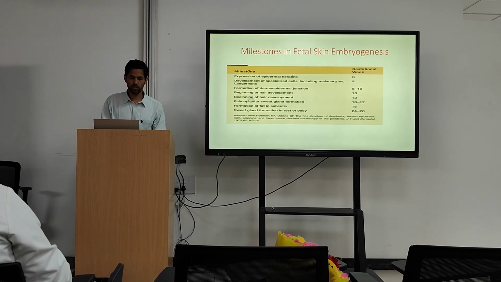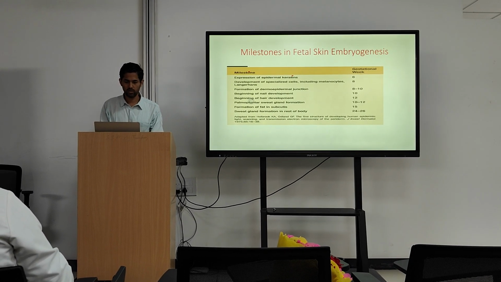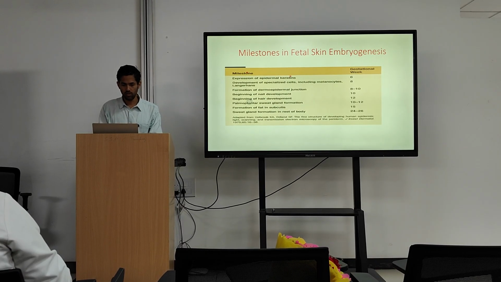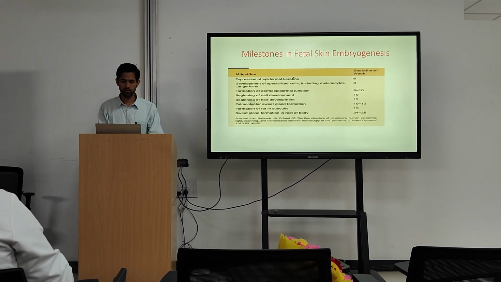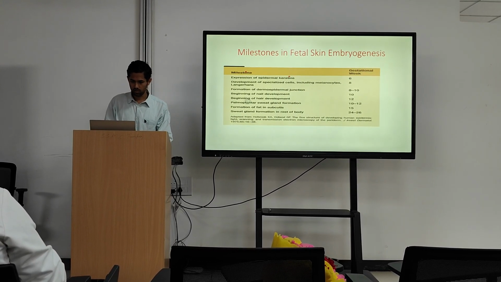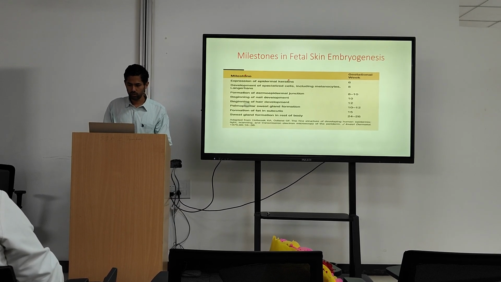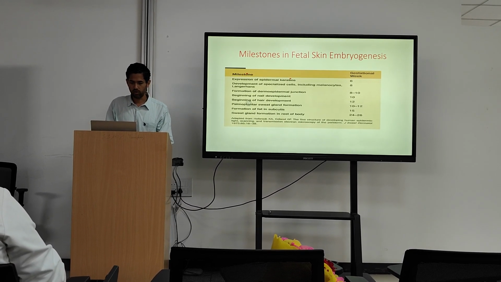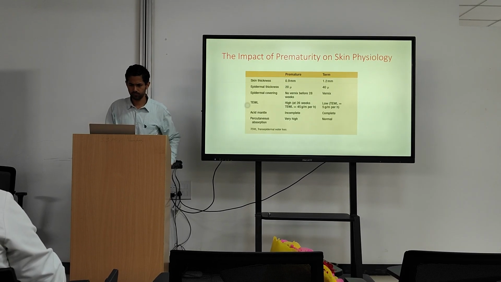So this is just a milestone in fetal skin embryogenesis, where the expression of epidermal keratins occurs by 6 weeks, specialized cells by 8 weeks, and formation of the dermoepidermal junction by 8 to 10 weeks, and the beginning of nail development by 10 weeks, and hair development by 12 weeks, plantar sweat gland formation by 10 to 12 weeks, formation of fat in the subcutis by 15 weeks, and sweat glands at 24 to 26 weeks.